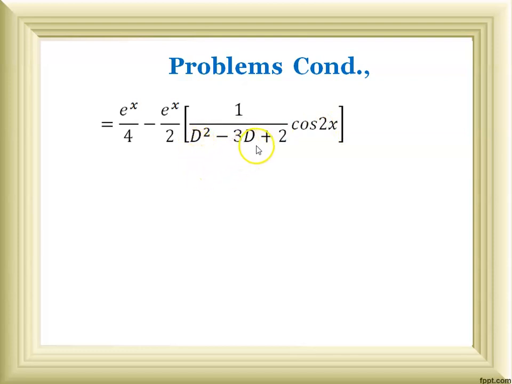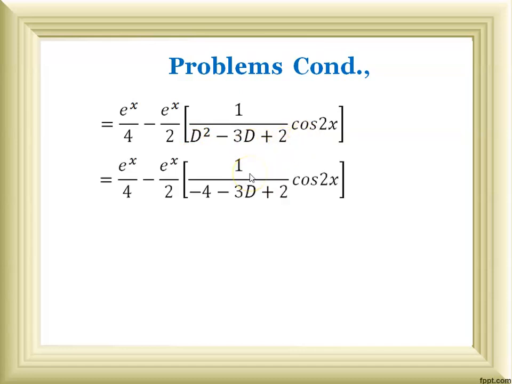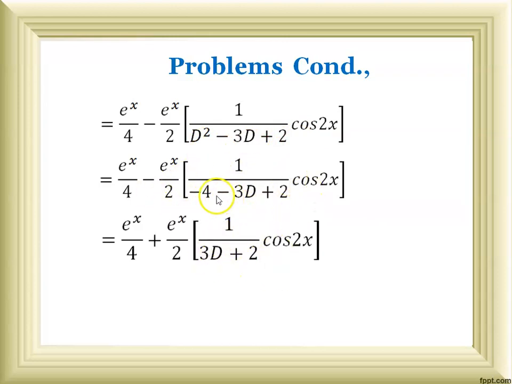There is no replacement for d in this particular type. So after replacing d square by minus 2 square, in this place I will get minus 4. So final simplification gives 3d plus 2 in the previous step. So for trigonometric, we don't have any replacement for the d.